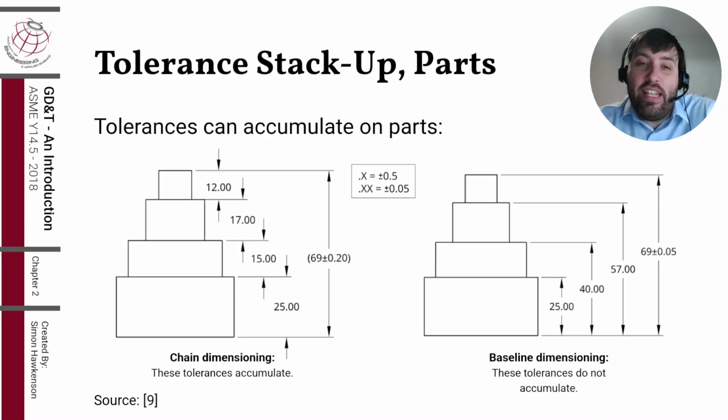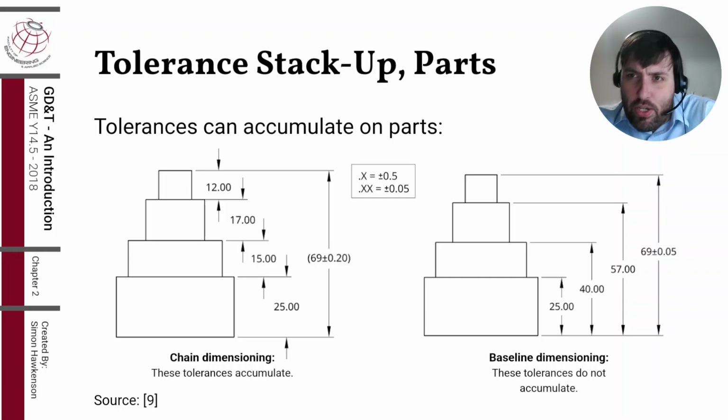On the right, you can see an example of baseline dimensioning. They're all dimensioned from the same point, and the overall height or length will never exceed 0.05. These tolerances do not accumulate. Now that doesn't mean that there isn't a time and place for chain dimensioning. Chain dimensioning is generally not recommended for most applications. Baseline dimensioning is usually a lot better. But that doesn't mean there's not a time and place for it. It really depends on what dimensions matter the most for your functional requirements.